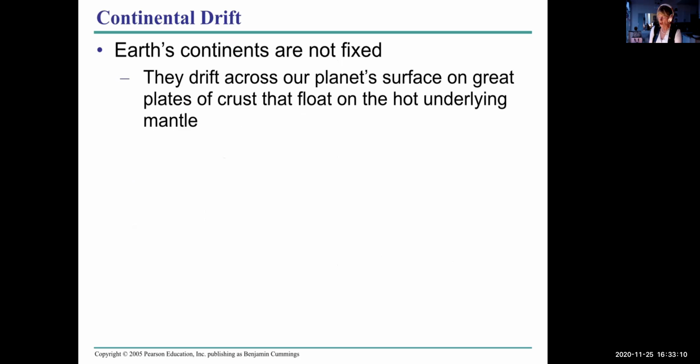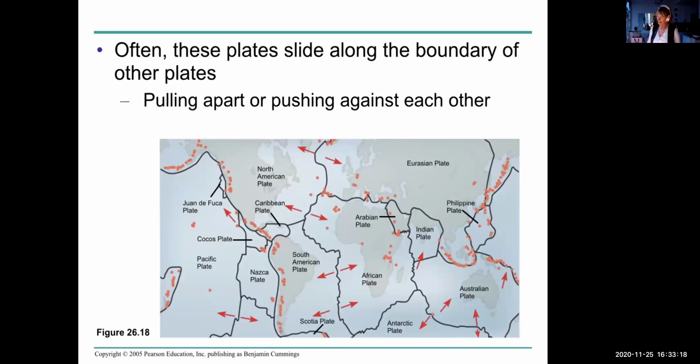And we know that the continents are not fixed. They drift across the planet's surface on great plates of crust that float on the hot underlying mantle. So these are the faults here.